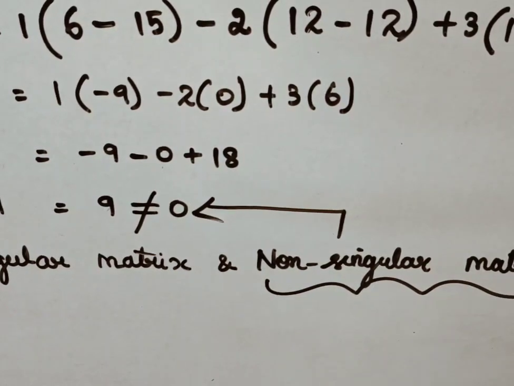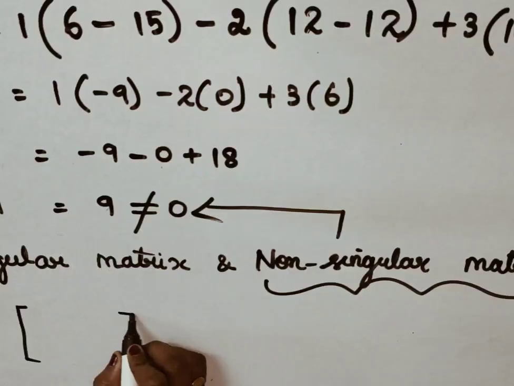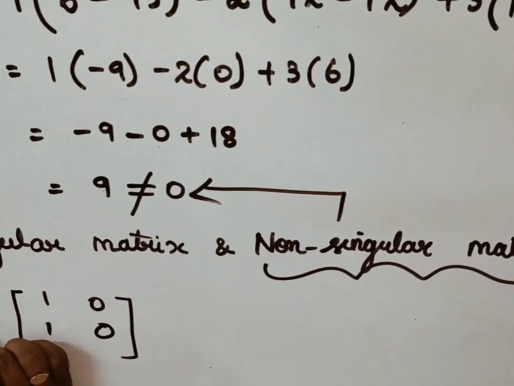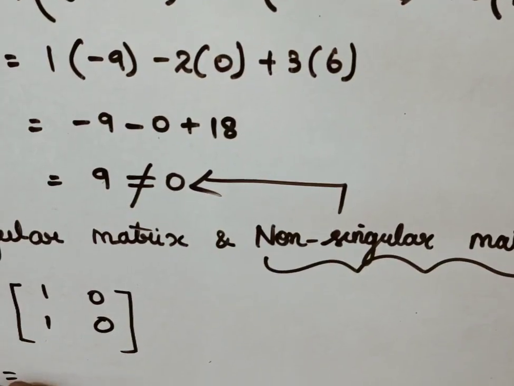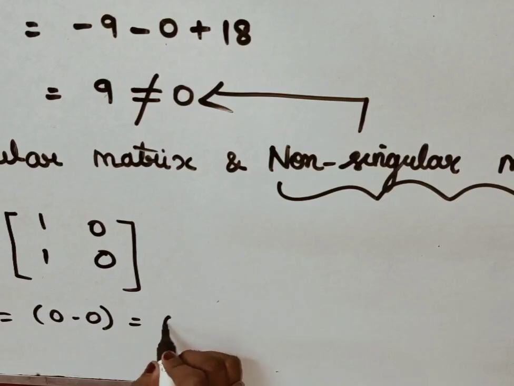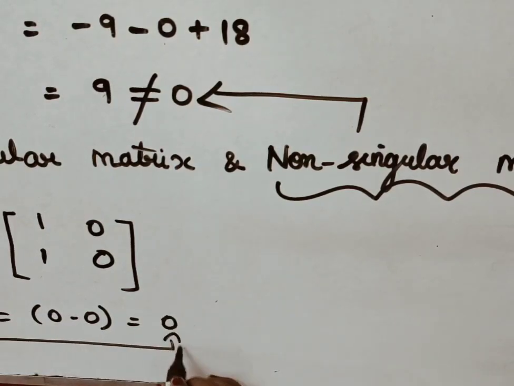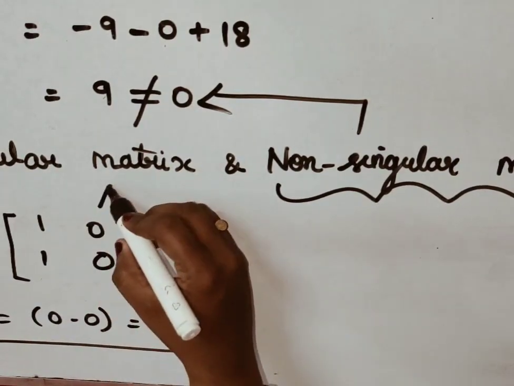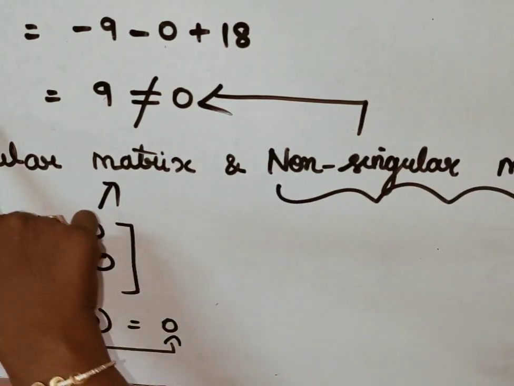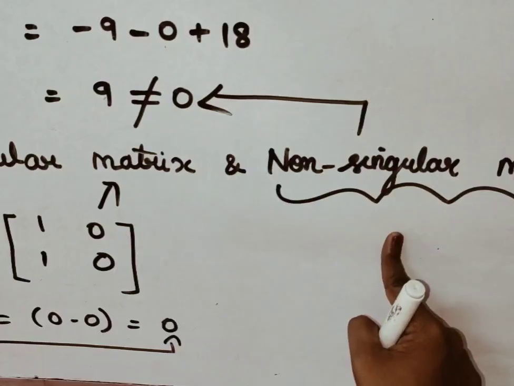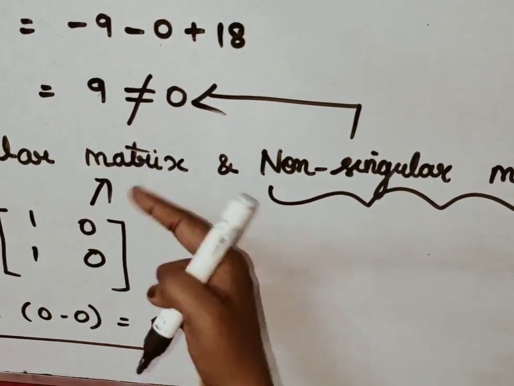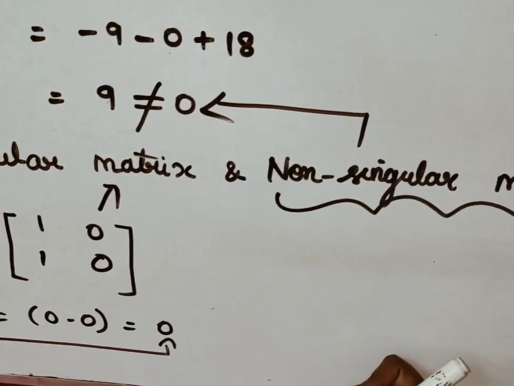Similarly, if you consider any example, I will consider one 2 cross 2 example. I will consider this matrix as A and I will find the determinant for this matrix A. So, how to find? 0 minus 0. If you look at this, the determinant of A, we got the value as 0. Then it is said to be a singular matrix. So, we can easily say that if the determinant value is not equal to 0, then we call that a non-singular matrix. If the determinant value is equal to 0, then we call that a singular matrix.